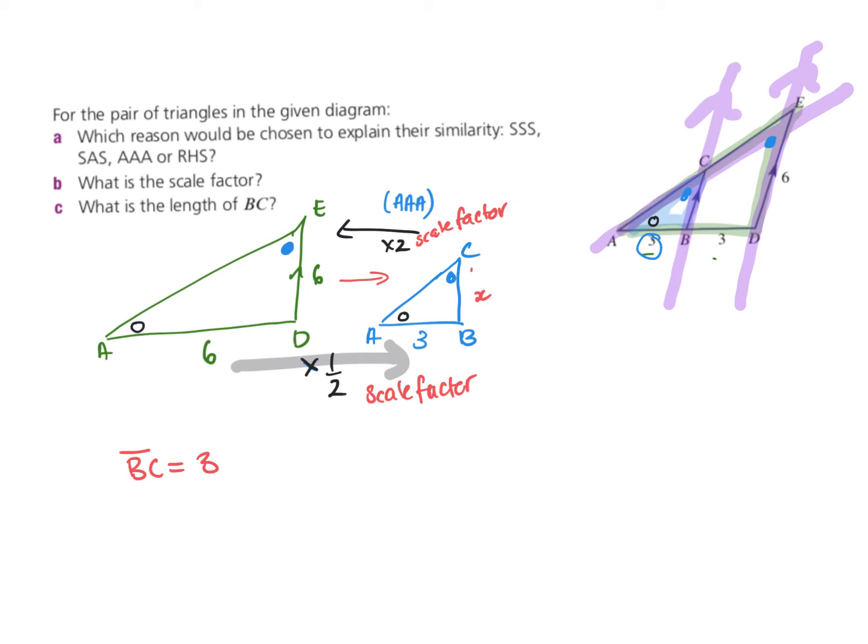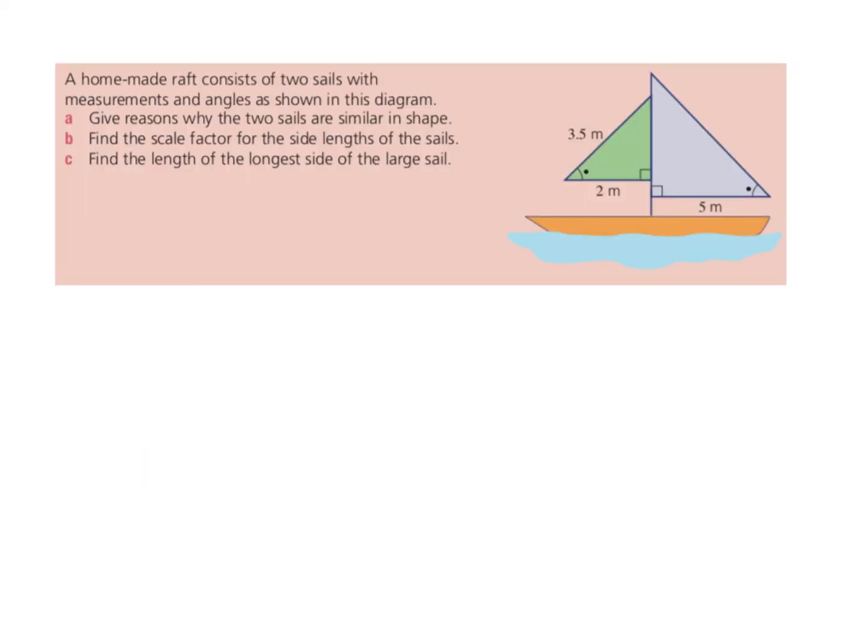And you've done, okay? All right, so we've got a homemade raft consists of 2 sails with measurements as shown, and the angles are shown in the diagram. Give reason why the 2 sails are similar in shape. So we can see here they've both got a 90 degrees, and they're saying that this angle is the same. When you put 2 dots there, they're saying they're the same. So if that's the same, then we know that angle up there is also the same. So why are the 2 sails similar? We can say angle, angle, angle. There could be more than one reason, but let's just go with that. We can see they're all the same.